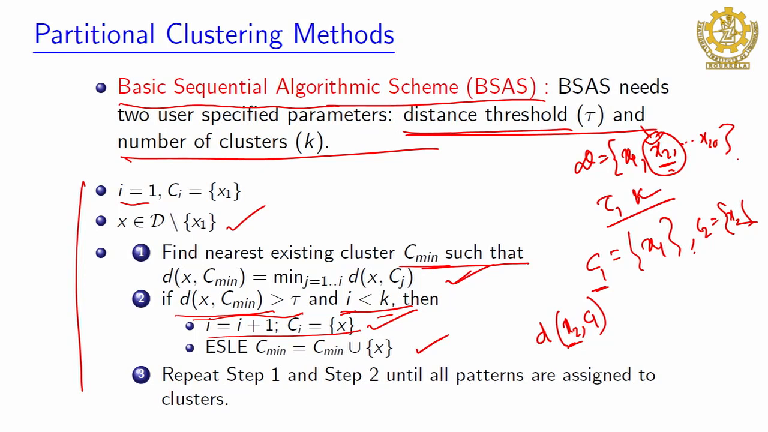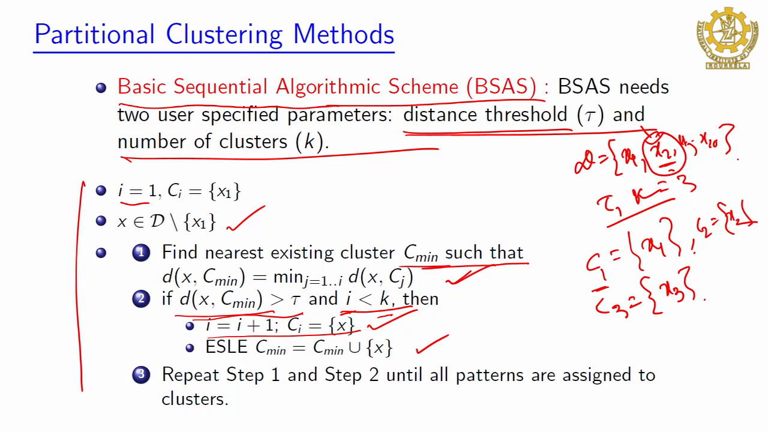Now, you move to the third point x3. Same thing, you compute the distance from x3 to C1, you compute the distance from x3 to C2, and find which one is the closest. Let us say the closest is this one, but this distance is greater than tau and the number of clusters k is 3. So, therefore, x3 will form a new cluster, C3.